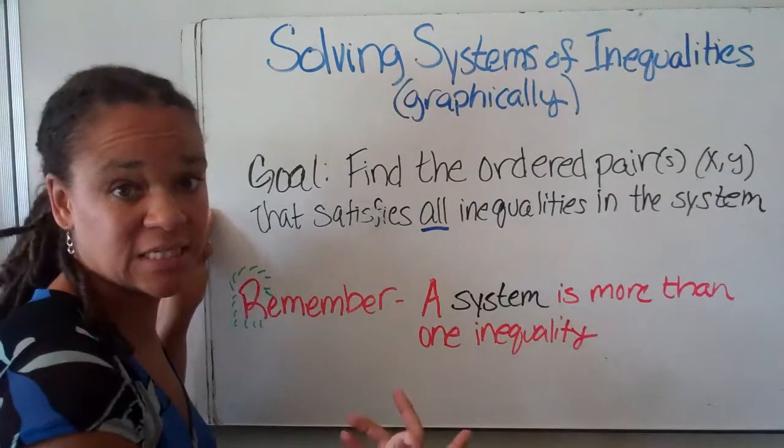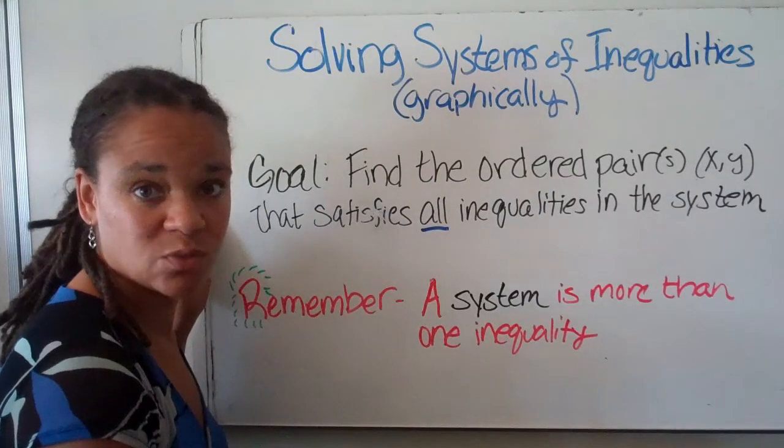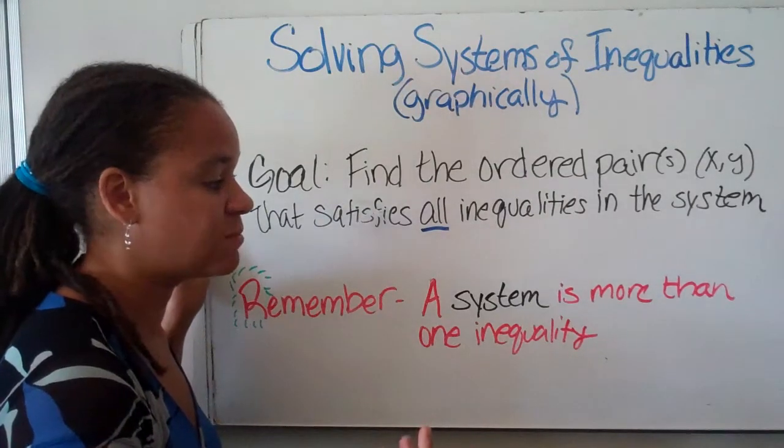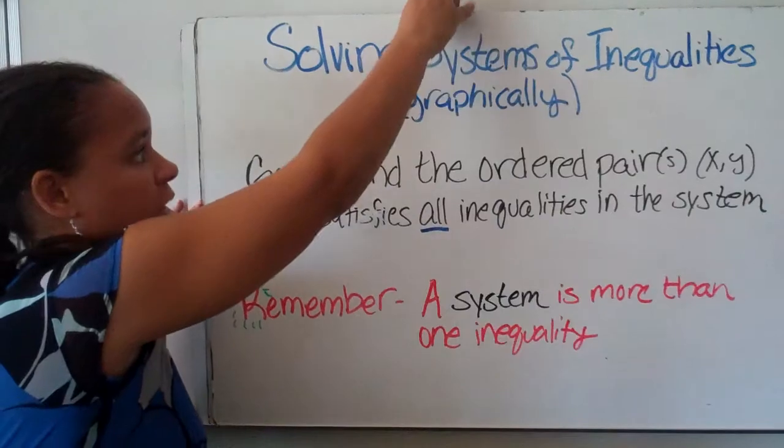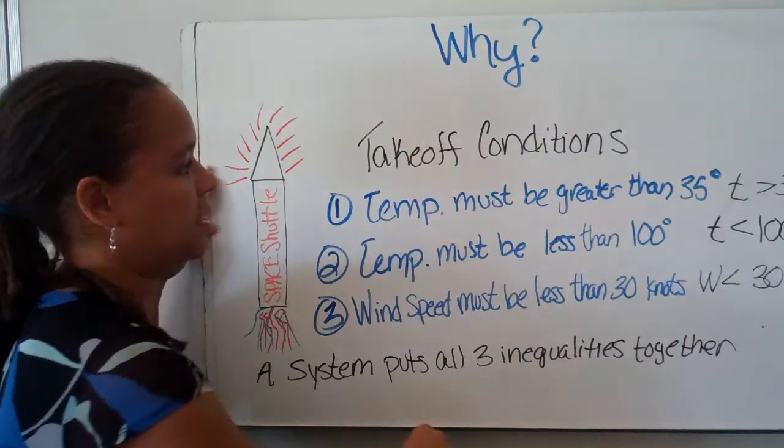Just a reminder, a system is when you have more than one inequality. We did systems of equations, which were more than one equation, so now a system of inequalities is more than one inequality. Okay, let's see why we would do something like this.